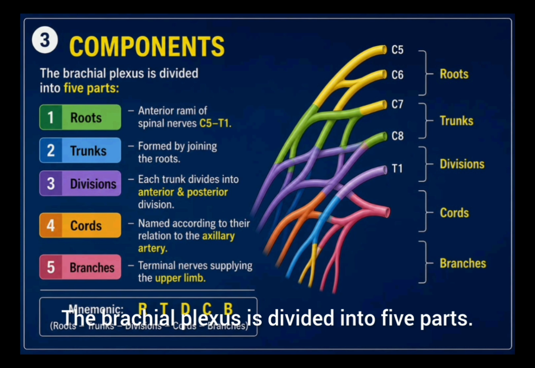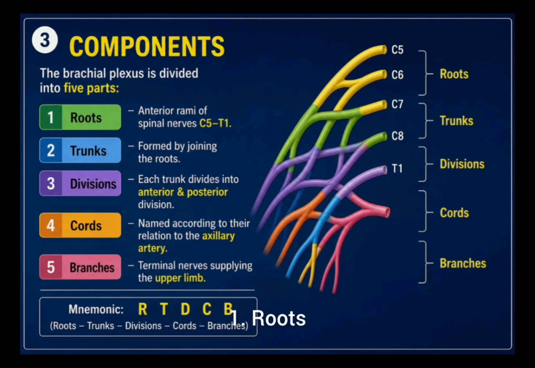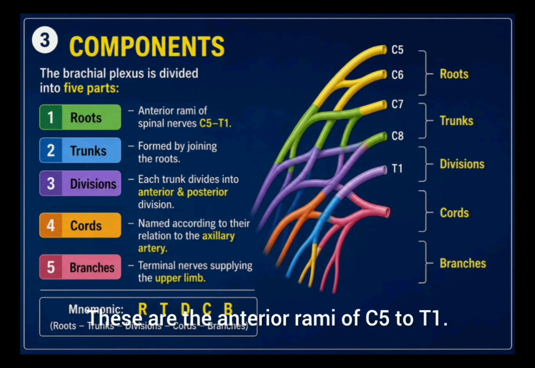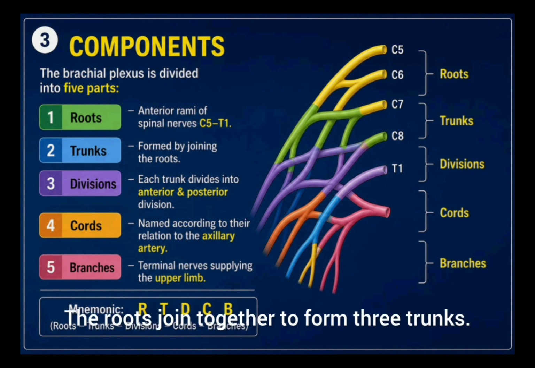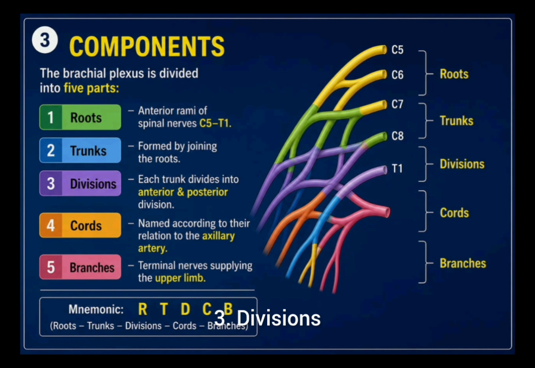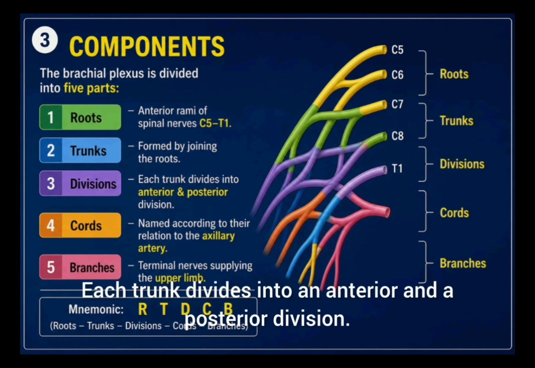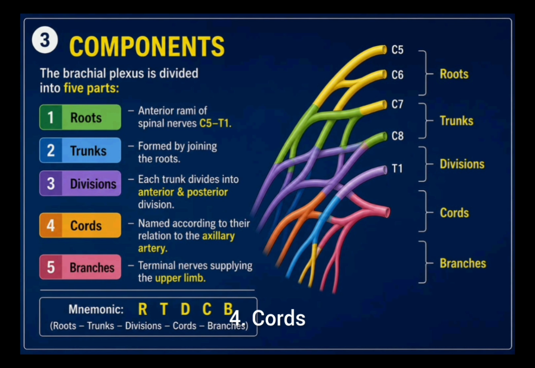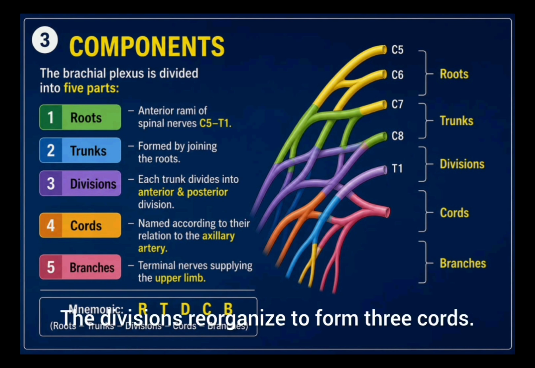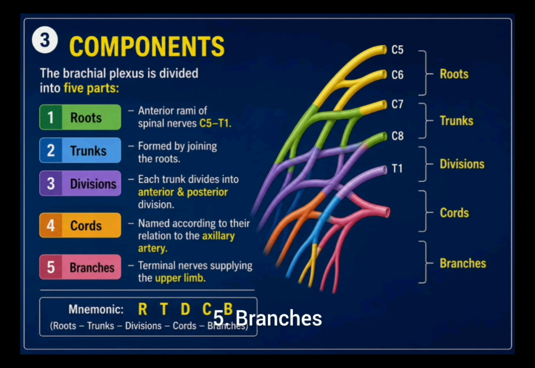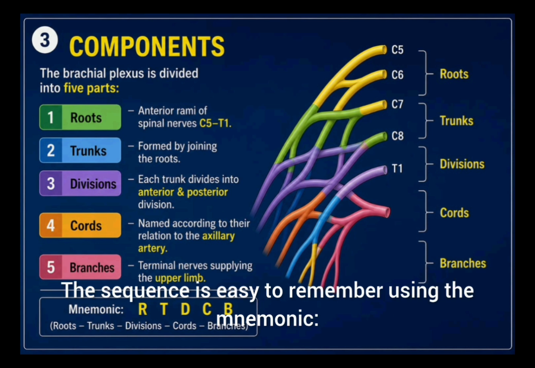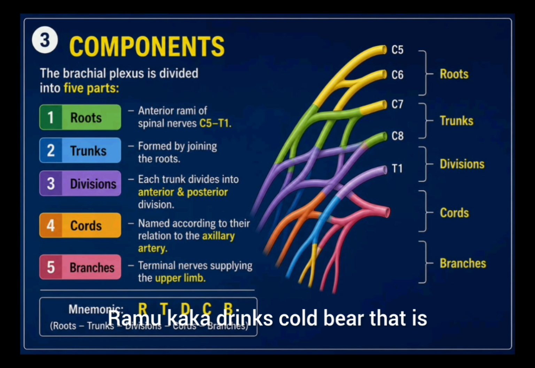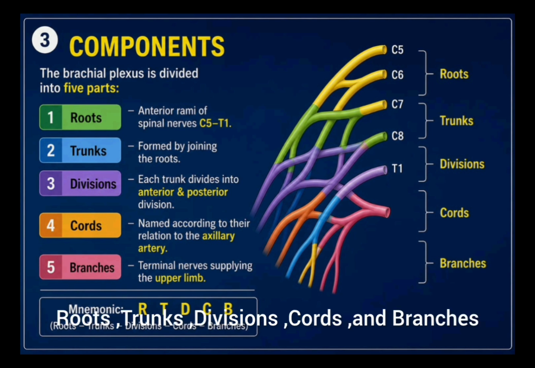Components. The brachial plexus is divided into 5 parts. 1. Roots. These are the anterior rami of C5 to T1. 2. Trunks. The roots join together to form 3 trunks. 3. Divisions. Each trunk divides into an anterior and a posterior division. 4. Cords. The divisions reorganize to form 3 cords. 5. Branches. Finally, the cords give rise to the terminal nerves. The sequence is easy to remember using the mnemonic: Ramu Kaka drinks cold bear, that is, roots, trunks, divisions, cords, and branches.